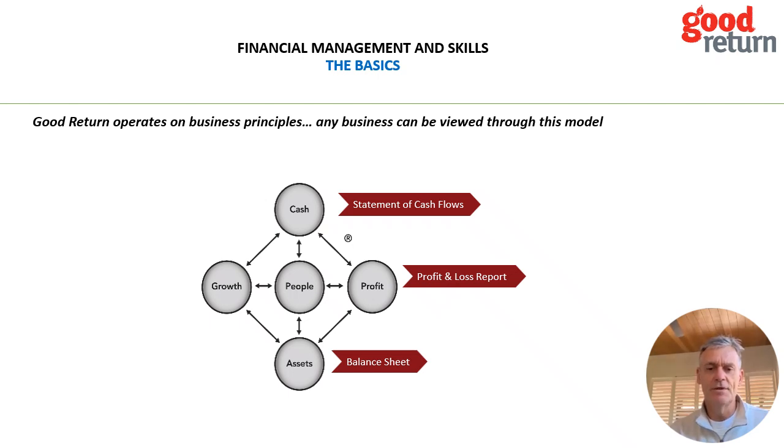And the 5 drivers that are critical to the success of any business are cash, profit, assets, growth, and people. And when we're thinking about people in this context, we're thinking about the people we serve and the employees and volunteers that we have in the organisation.